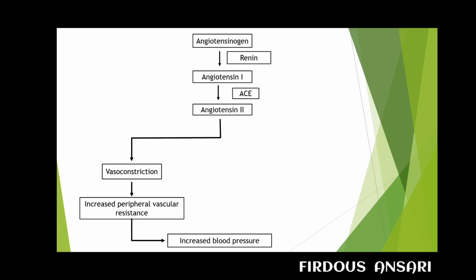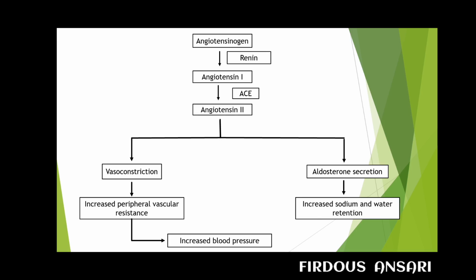Plus angiotensin 2 is also causing release of aldosterone, and this aldosterone is favoring increased sodium and water retention, which also leads to increased blood pressure. Okay, so in total angiotensin 2 causes increased blood pressure. It may lead to hypertension.